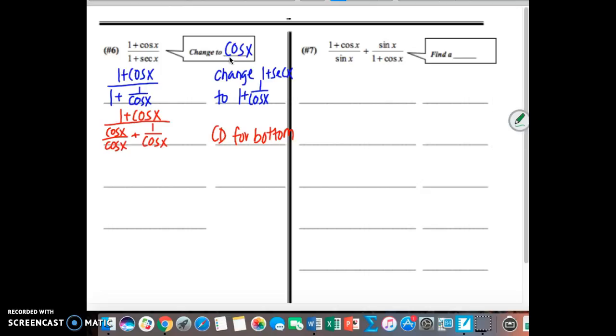Next, we will just combine our fractions in the denominator. So we will have 1 plus cosine of x in the numerator. And in the denominator, we will be left with 1 plus cosine of x divided by cosine of x. And all we did here was add fractions in the denominator.